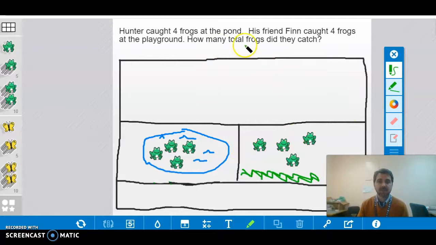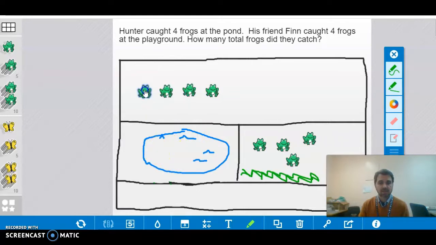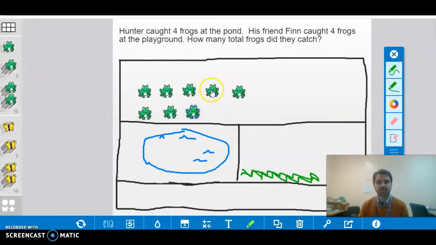So then it says, how many total frogs did they catch? All right, well, let's find out. So if we bring these 4 frogs up here, and so those are Hunter's frogs, and then we bring these 4 frogs up here. I'm actually going to put them like this, sort of like a 10 frame, right? Like a 10 frame. So we know we have 5 up here, so there's 1, 2, 3, 4. And then 1, 2, 3, 4. So there's 4 plus 1 is 5, plus 3 more gives us 8.